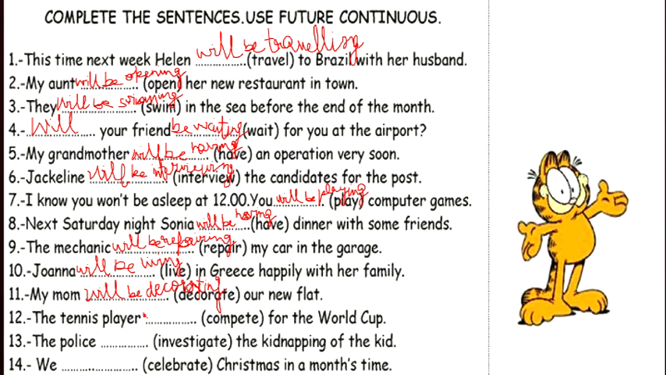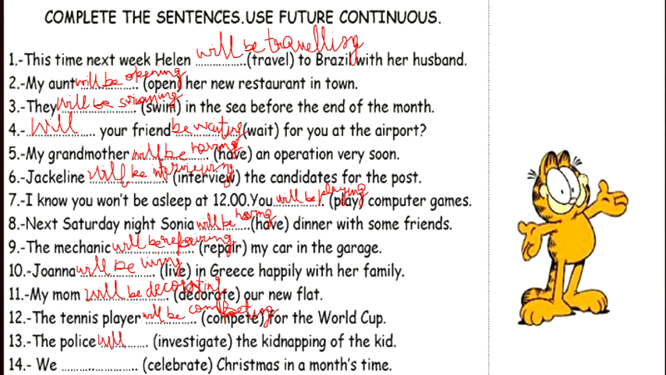Number 12. The tennis player compete for the World Cup. So again, the tennis player will be, as our helping verb, competing. Now the same rule applies. We will not have E at the end. Okay? And it will become C-O-M-P-E-T-I-N-G.